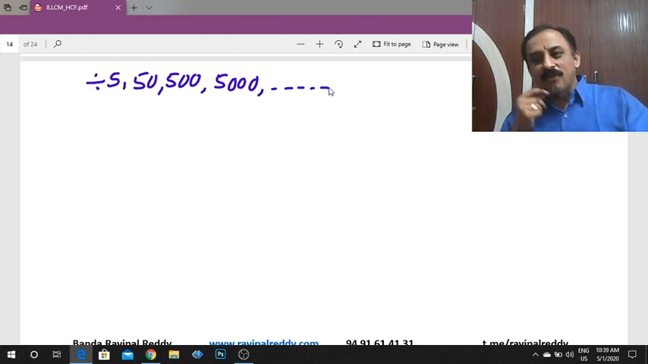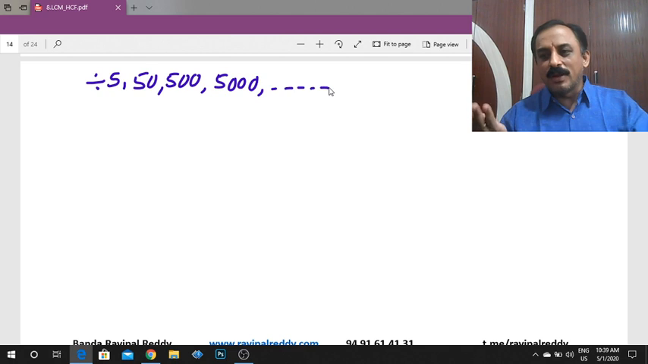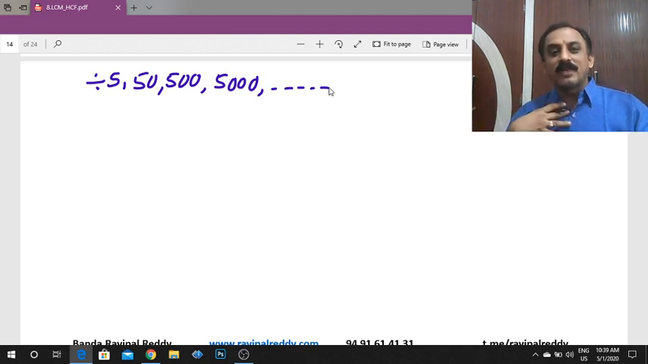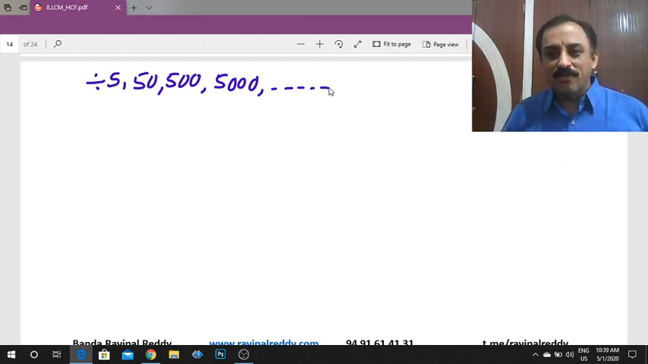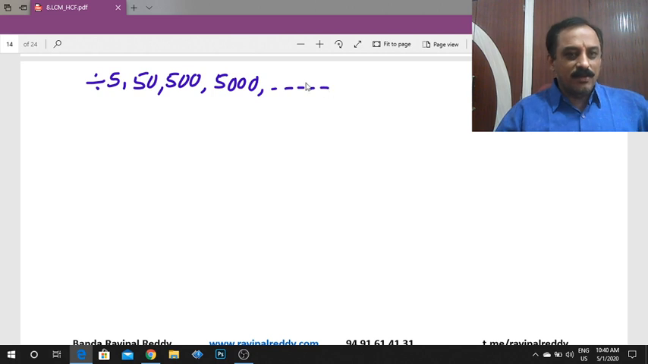What is 20 by 5? Within 1 second you will get the answer, that is 4. What is 300 by 50? Maximum 1 or 2 seconds you will get the answer. 300 by 50 is 6. If the numerator is exactly divisible by the denominator, that is very easy for you. But if the numerator is not divisible by the denominator, how do you find the answer?